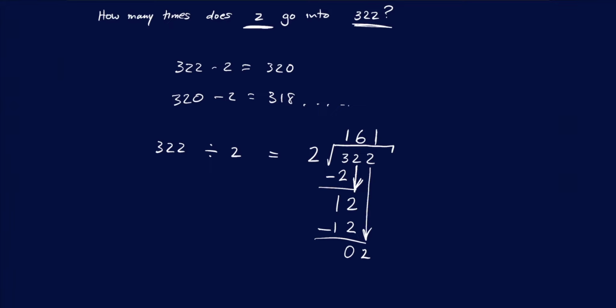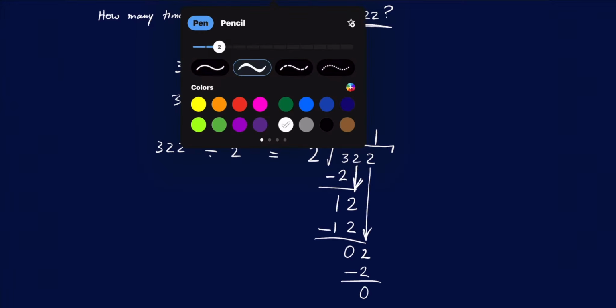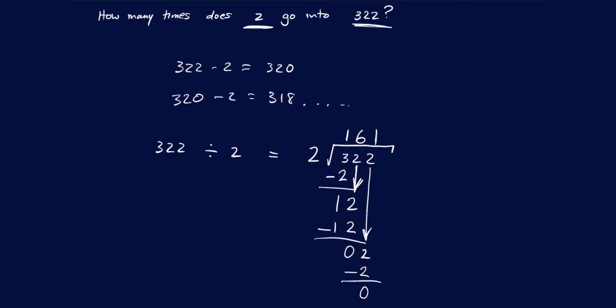So then, all we do for the final time is we multiply the number 2 by 1, which is 2, and we subtract these two numbers, and we get 0. So that's our final answer. Our final answer is 2 goes into 322 161 times with a remainder of 0, which is the number that we got for our last subtraction.